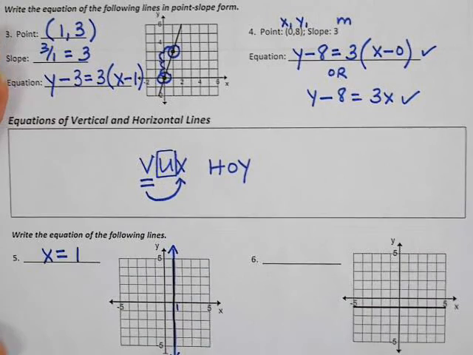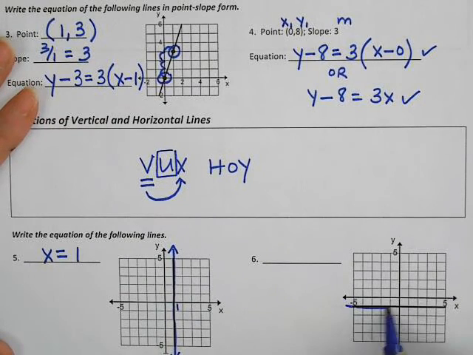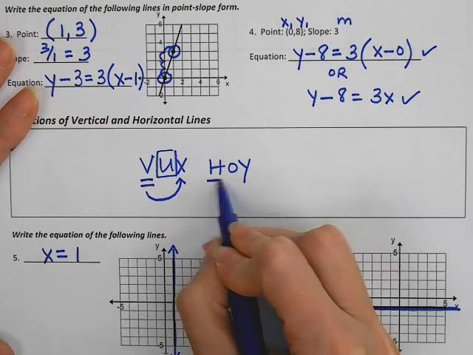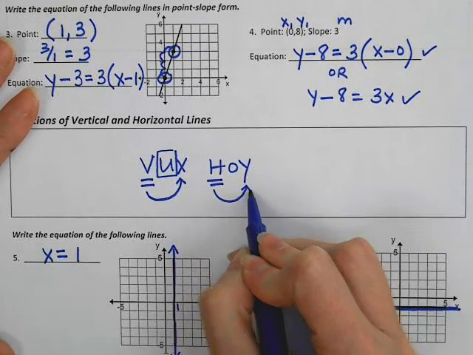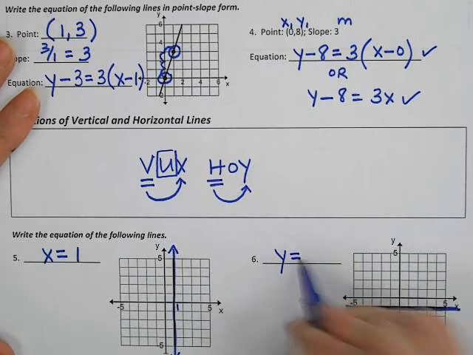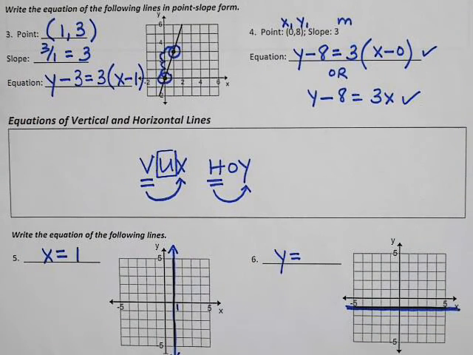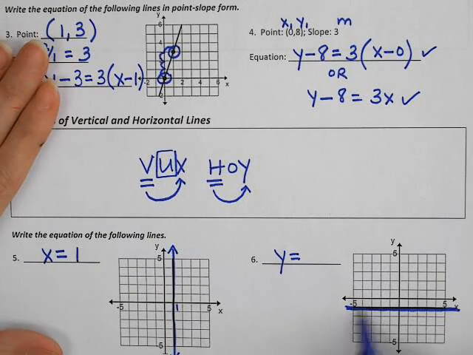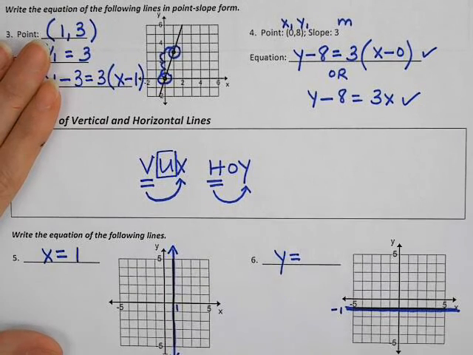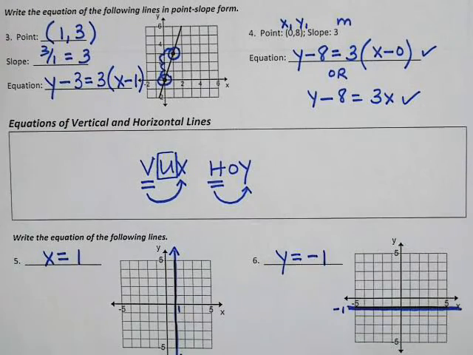And then number 6, if you look at it, it is a horizontal line. So if you look at your Vuxhoy, if it's horizontal, you're going to write the equation y equals something. Now, what is that something? What value of y is that line going through? Well, it looks like this line is always at -1, so it's y equals -1.